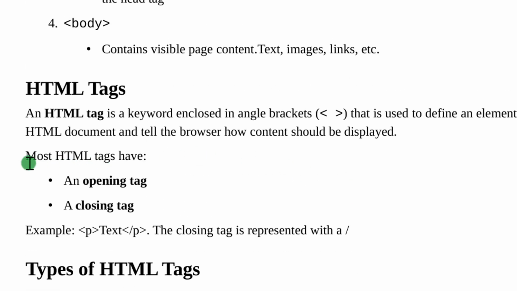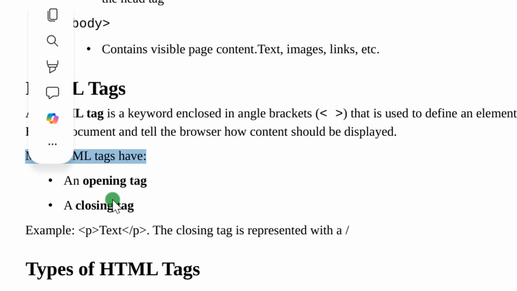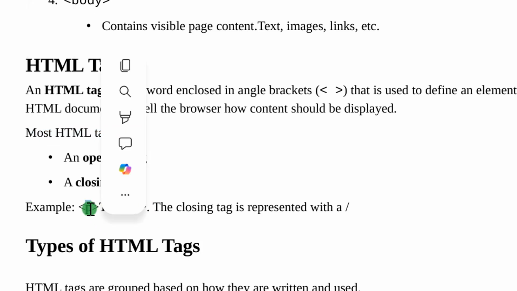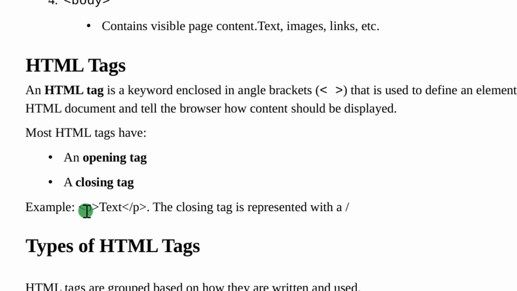But before that, most HTML tags have an opening tag and a closing tag. How to indicate opening and closing tags is very easy. The opening tag simply means you write the text enclosed in angle brackets, that's all. The closing tag simply means you do the same thing: you take that same name, put it in angle brackets, but you add a slash before the text. Take note of that. So this is it here. The closing tag is represented with a slash like that.